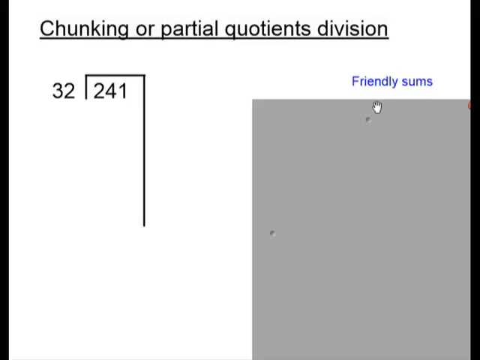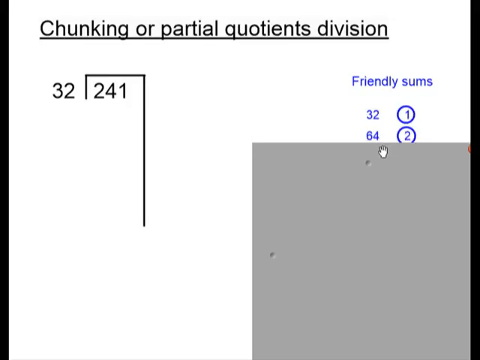You can all tell me that 1 times 32 is 32. Now can you double 32? Double 30 is 60 and double 2 is 4. So 60 plus 4 is 64. So if I have double one lot of 32, I must now have 2 lots of 32. What happens if I double 64? Well, double 60 is 120 and double 4 is 8. So 120 plus 8 is 128. Now if I have double 2 lots, I must have 4 lots of 32. So 4 lots of 32 is 128.